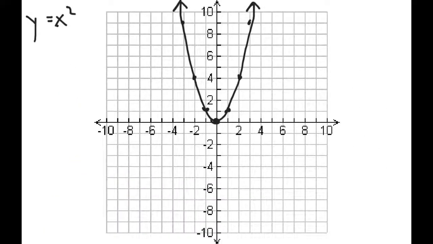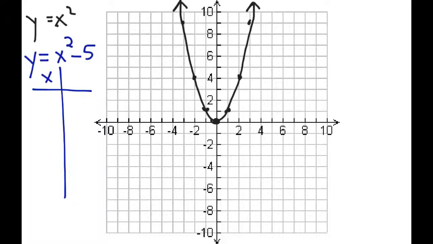All right, let's go back to our y equals x squared, because there's some other things that can happen to the parabola other than getting wider, narrower, or flipping over. Let's look at what happens when instead I look at y equals x squared minus 5. All right, let's make our table of values. Negative 3, negative 2, negative 1, 0, 1, 2, and 3 is what we're going to start with.